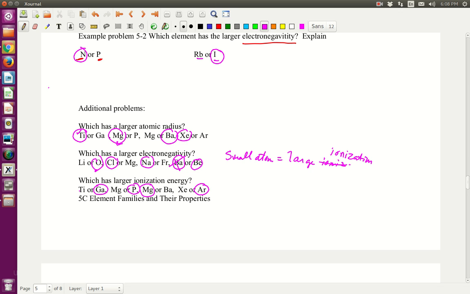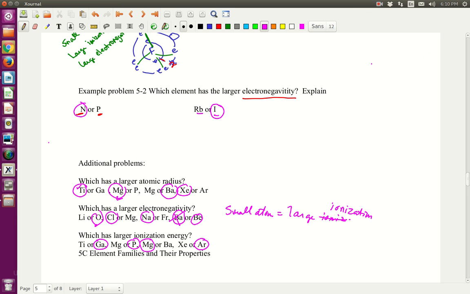So, here are the ones originally. Titanium's larger, so gallium has a larger ionization energy. Magnesium is larger, so phosphorus has a larger ionization energy. Barium is larger, so magnesium has large ionization energy, and then xenon is larger, so argon has a larger ionization energy. Okay, so that should finish up this portion of the notes.